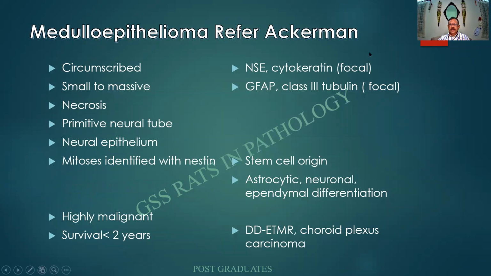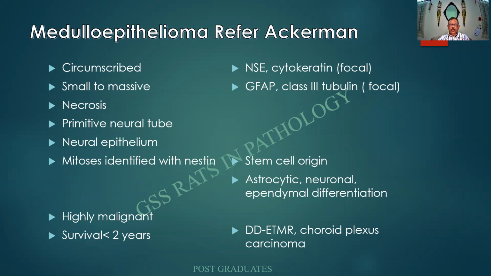And I mentioned it as refer Ackerman. It will be running to pages. What we can describe is it is a well circumscribed lesion which can be small or massive. There will be areas of necrosis. Earlier I had shown you a point of necrosis. Now there will be areas of necrosis. It arises from the primitive neural tube, and hence there will be a neural epithelium that can be seen. And mitosis also can be identified.